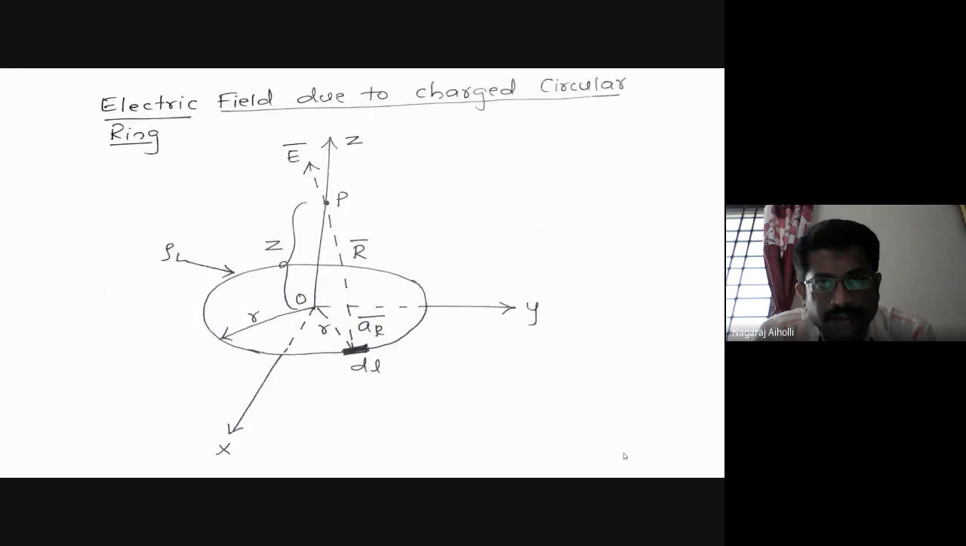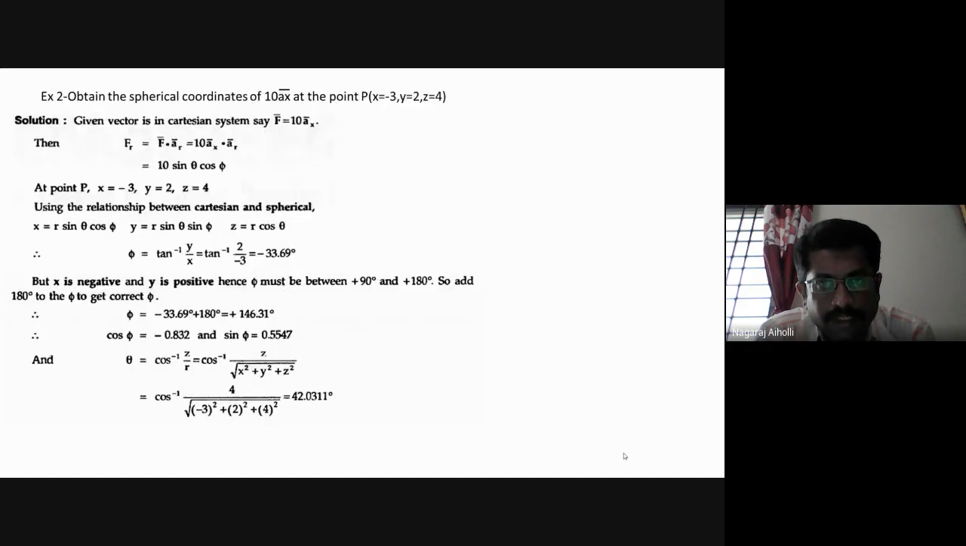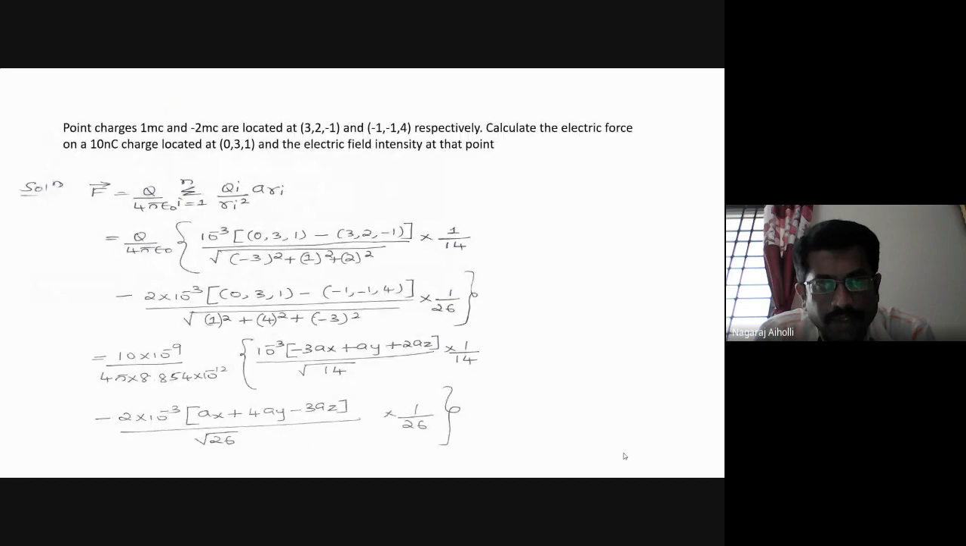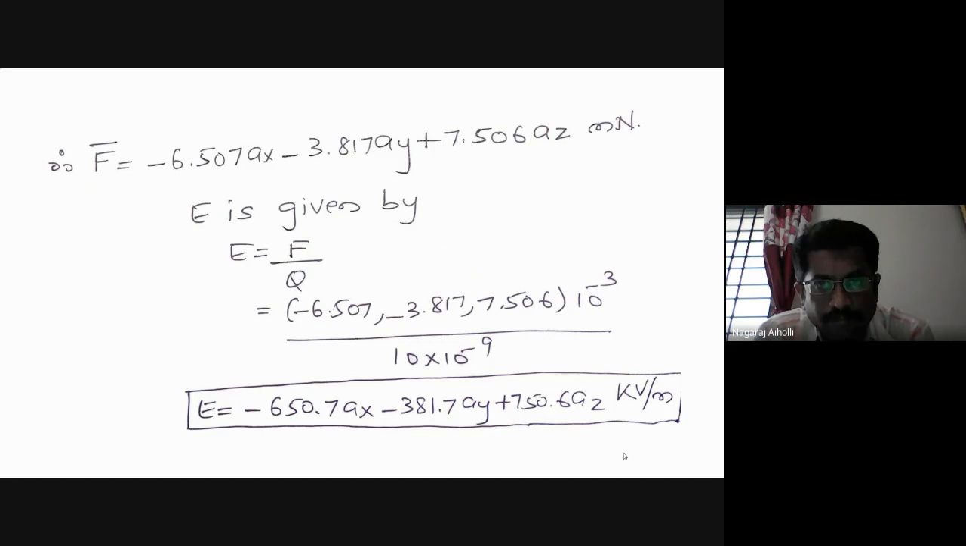In the last class, we discussed a few examples, and we covered the electric field due to a charge circular derivation, one of the important derivations that may be asked in an examination. Then we solved an example considering two point charges, finding the electric force located at some point, and also finding the electric field intensity at that point.